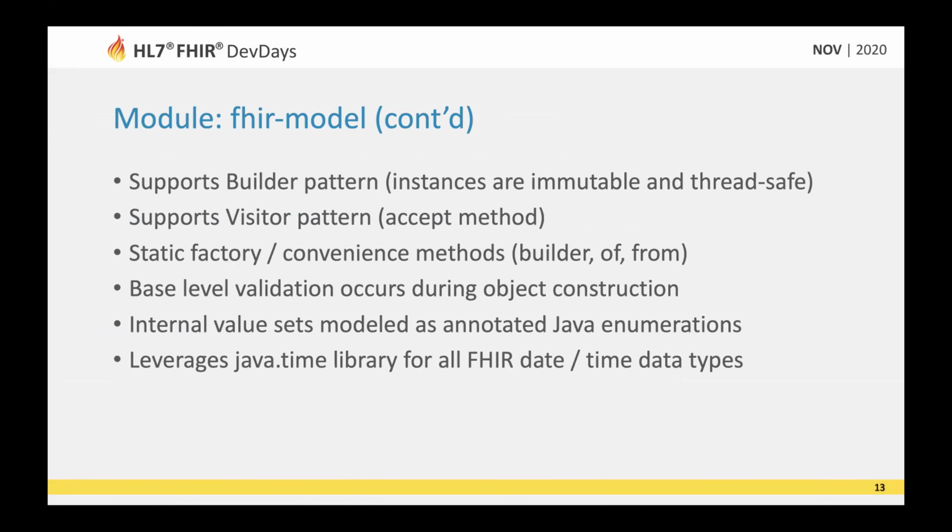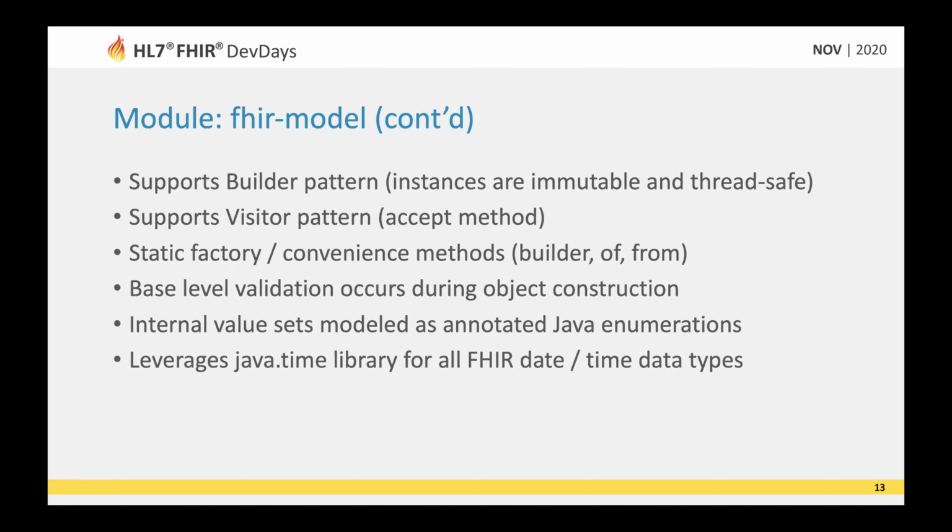We support the builder pattern. So from Effective Java by Joshua Bloch, we have implemented the builder pattern. So basically we use builders to create instances that are immutable and thread safe. We also support the visitor pattern. So each resource and data type class has an accept method. This allows us to process the tree of FHIR objects in memory using a depth first traversal, which lets us do interesting things related to validation and generation of XML and JSON and some other things, evaluating FHIRPath, that kind of thing. We have some static factory and convenience methods.